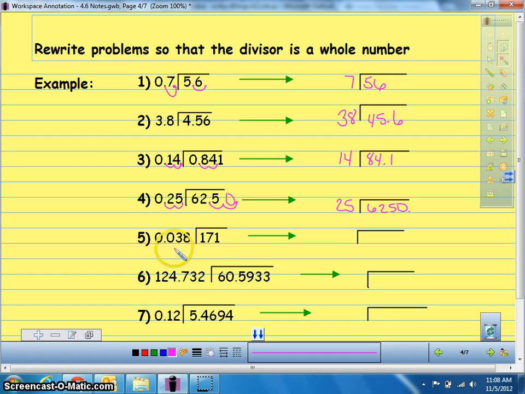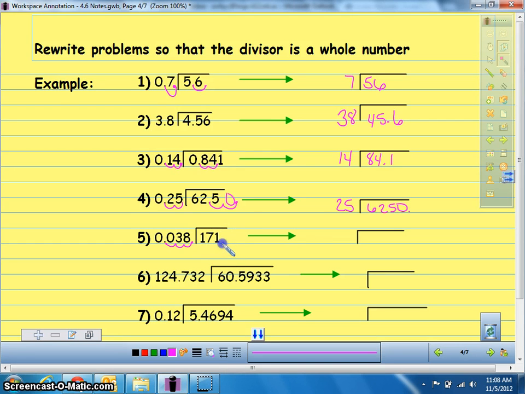Is this one going to be any different? Not really. I just need to move it till it's right next to the house. This time it takes me 1, 2, 3 times to get it here. Oh, what happened to my decimal point here inside the house? It's a whole number, so that means it's at the end, 171.0 if I wanted to put a decimal there.